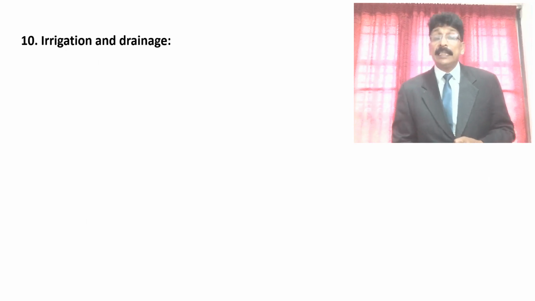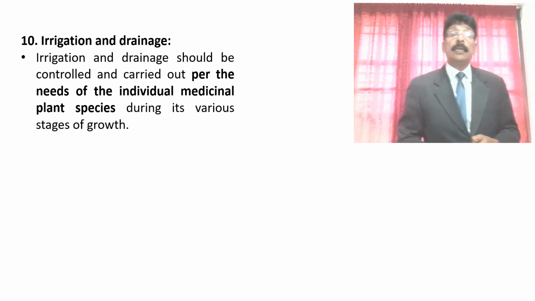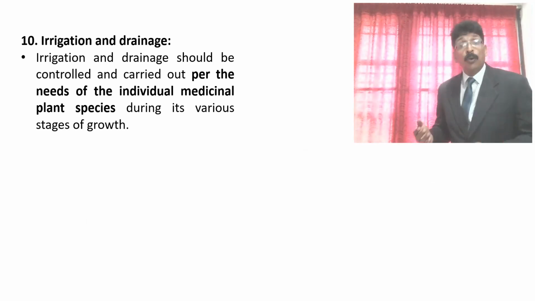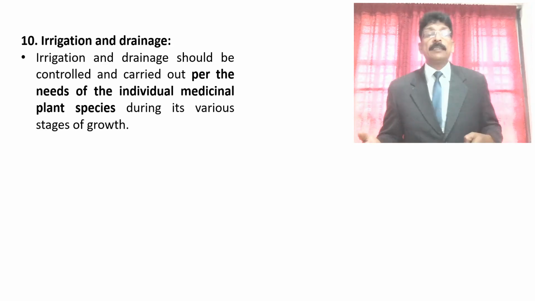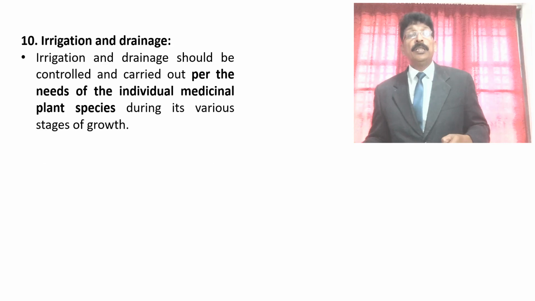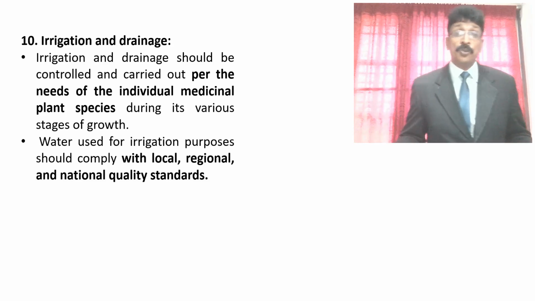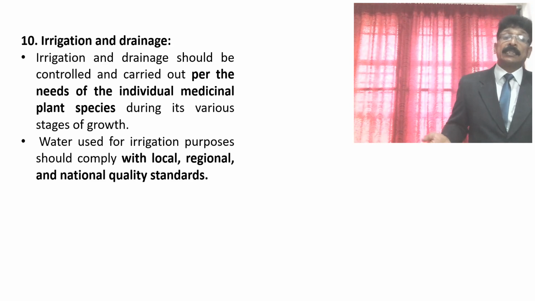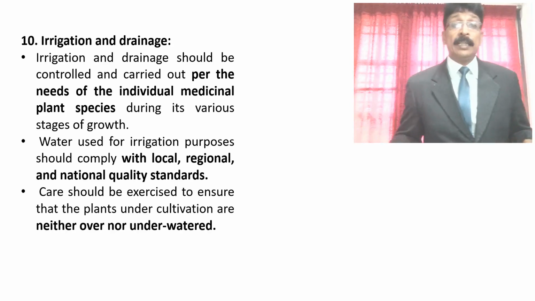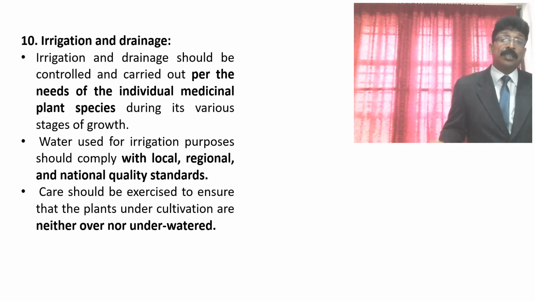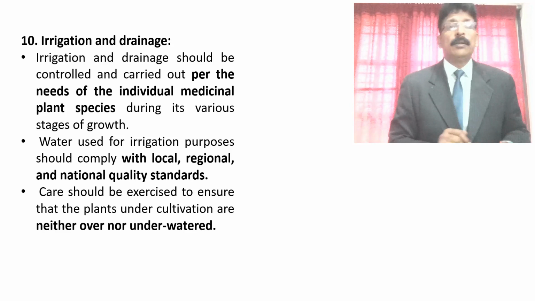Irrigation and drainage. Irrigation and drainage should be controlled and carried out as per the needs of the individual medicinal plant species during the various stages of growth. Water used for irrigation purposes should comply with the local, regional and national quality standards. Care should be exercised to ensure that the plants under cultivation are neither over nor under watered.